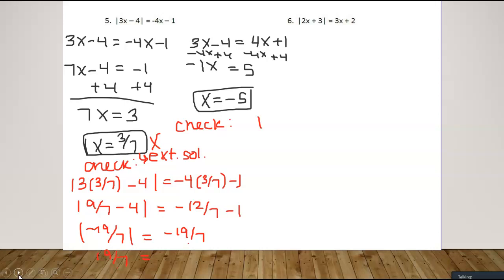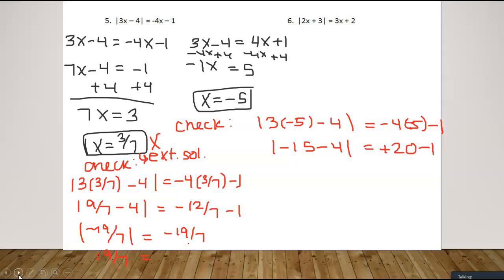Plugging in negative 5, we get 19 equals 19. So just because one fails doesn't mean the other fails. One failing does not imply the other fails. So -5 works, but 3/7 does not.